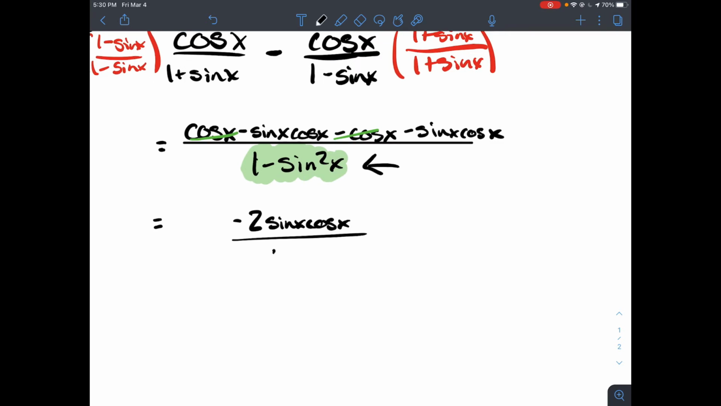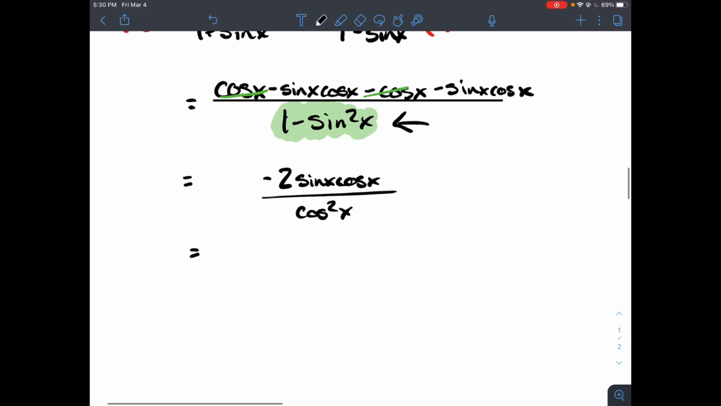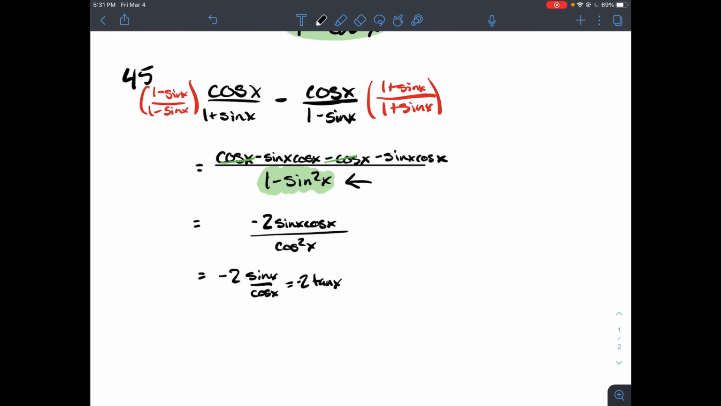I'm lost. Cosine squared of x is what that becomes. We got cosine at the bottom, cosine at the top, so one of them is going to go away. 2 sine x over cosine x is equal to negative 2 tangent of x. That looks right to me.